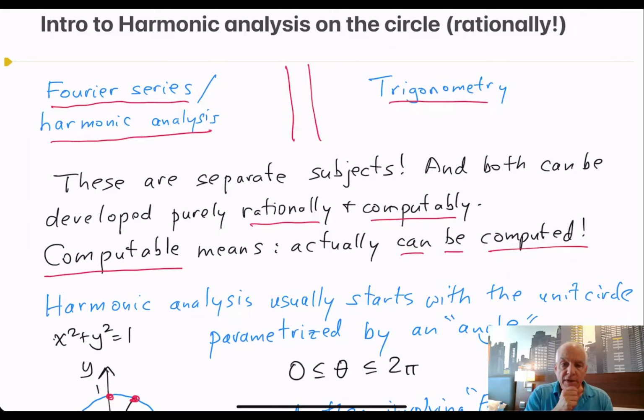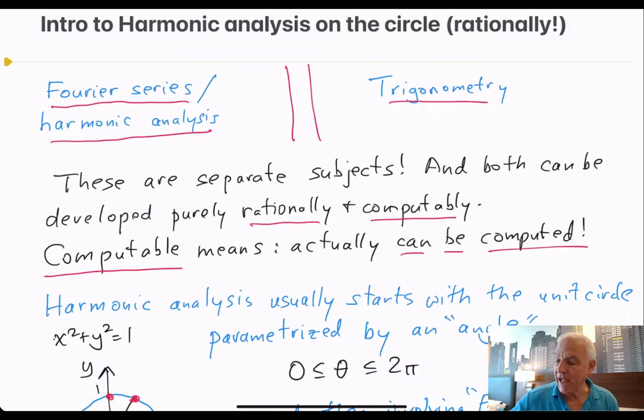So this is a topic that impinges a lot on rational trigonometry because people always ask me, well, what about Fourier series? How are you going to study functions on a circle if you're going to dispense with cosines and sines? So from my point of view, trigonometry and harmonic analysis or function theory on a circle are separate topics, and they don't have to be covered by the same technology. But both of them can be developed purely rationally and computably, and that's what I want to explain to you today.